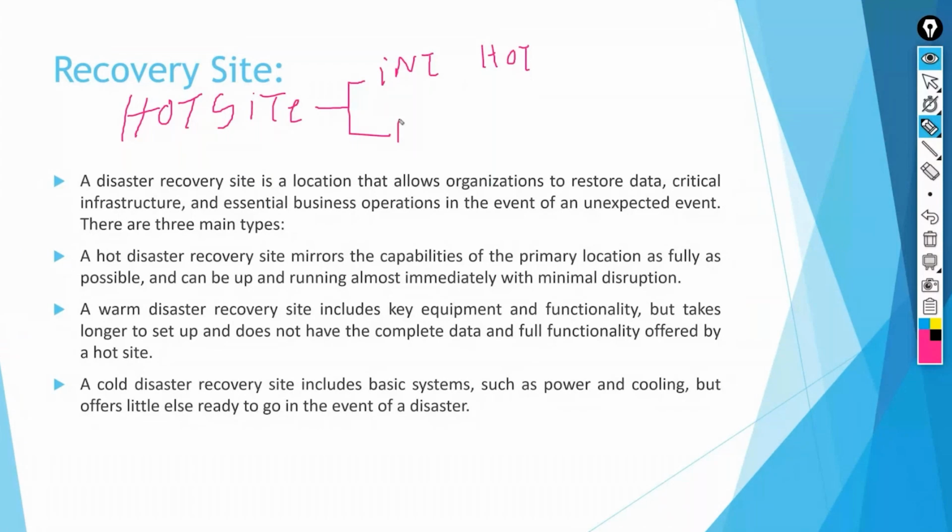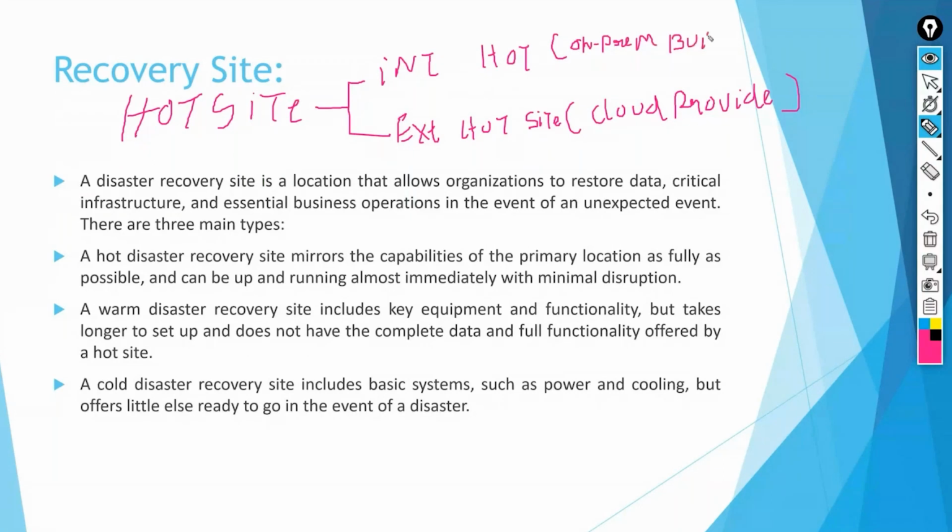So external hot site means it is maintained by the cloud provider like AWS and Azure. An internal hot site means it is built by the organization, your on-prem data center, which is built by the organization. And when the organization is going for an external hot site, it is buy.